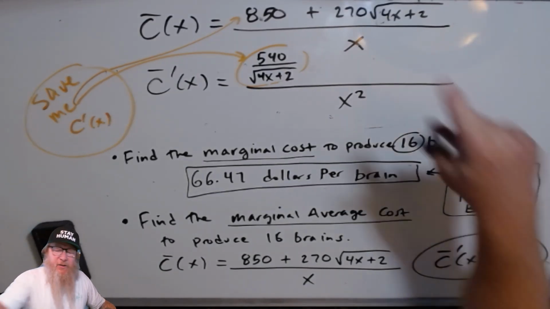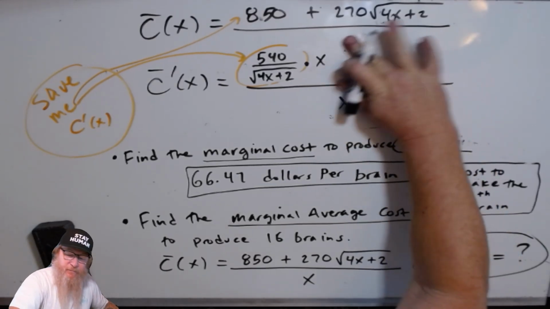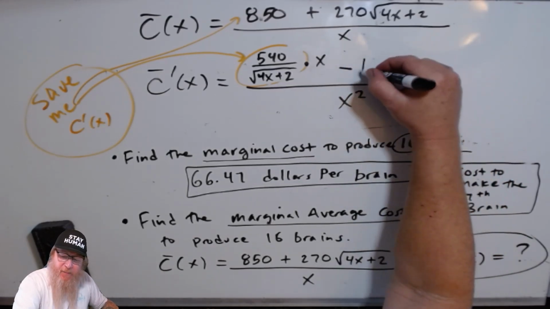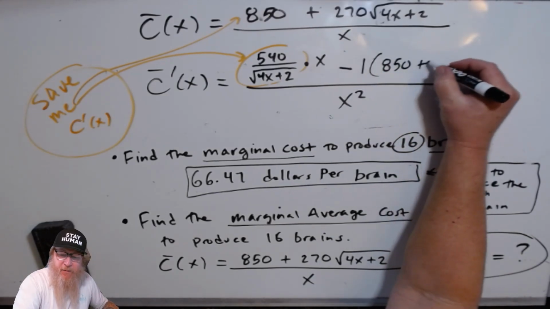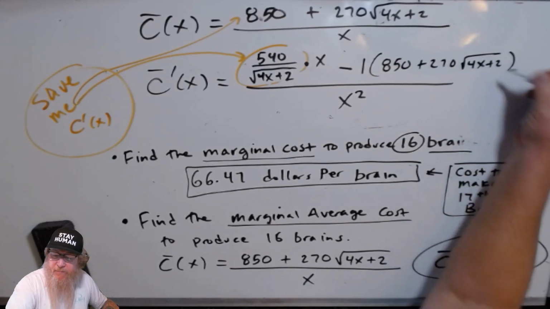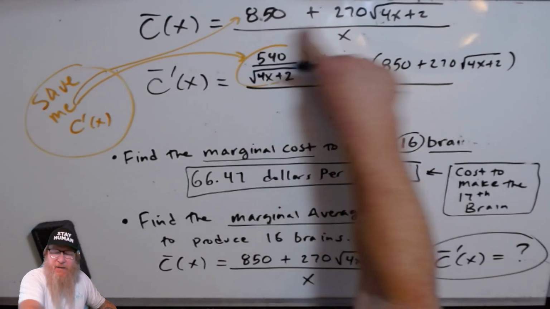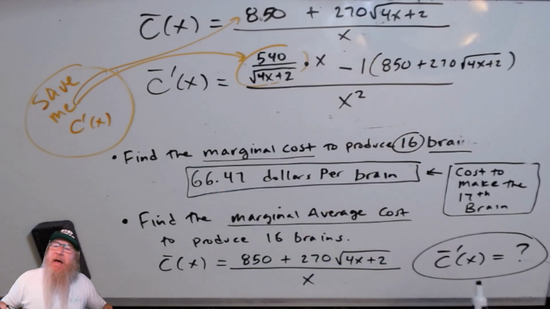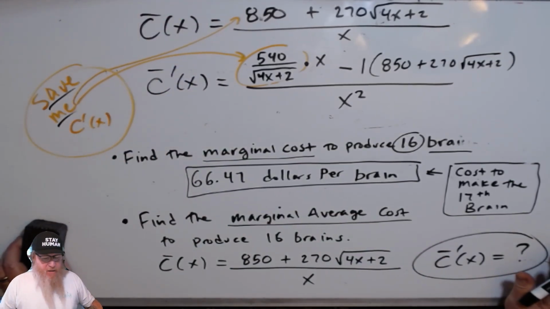relatively good short-term memory. Not as good as it was when I was your age, but okay. So that's the derivative of the numerator times the denominator minus the derivative of the denominator, which is 1, times the numerator. 850 plus 270 square root 4x plus 2. Now, had I not saved the result of step 1, then in the quotient rule, I would have had a lot more work right here. That would have been a big mess. So saving your result of the first part is very helpful.